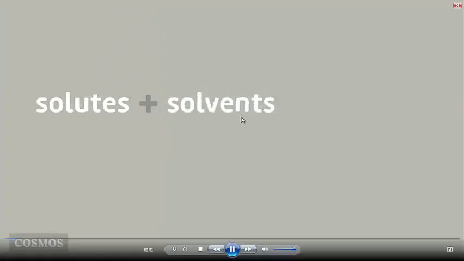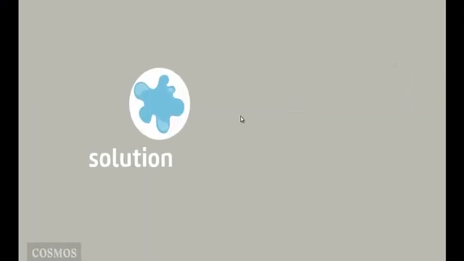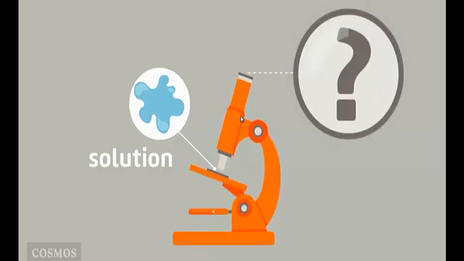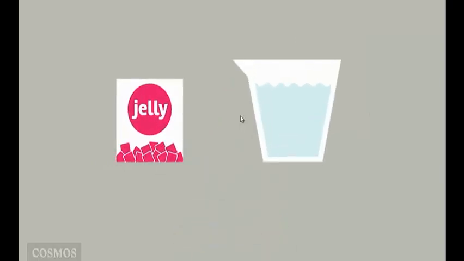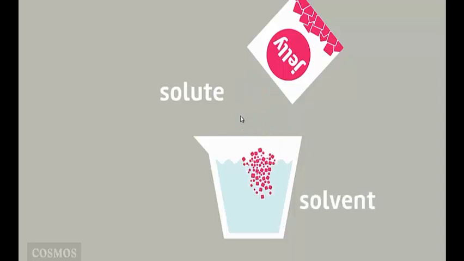Solutes plus solvents make solutions. A solution is a mixture in which the particles of the mixed substances are so small that you can't see them, even under a microscope. The most familiar examples of solutions are solids dissolved in liquids. The 2 components are given special names. The substance that dissolves is called the solute, and the substance it dissolves into is called the solvent.